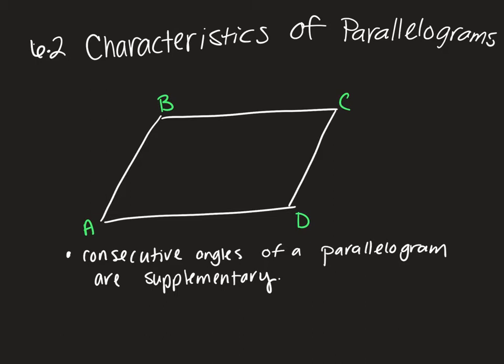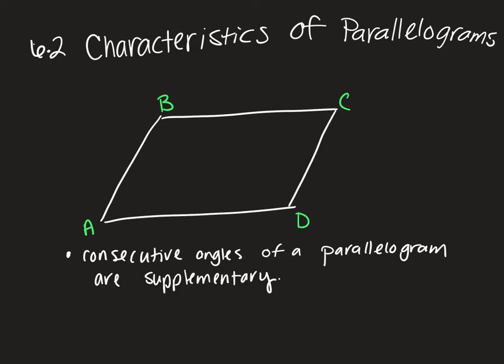So like the measure of angle A plus the measure of angle B would equal 180. Right, and then B plus C would equal 180. Right, and C plus D would equal 180. D plus A would equal 180.